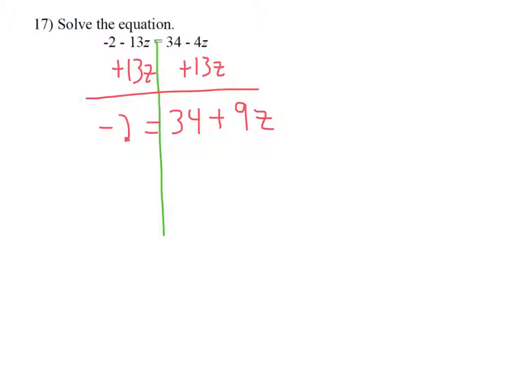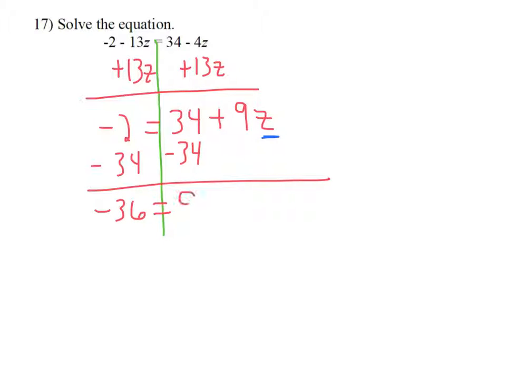Once we've done this step, it is now a two-step equation, and I have to move everything that is with my z. I have a 34 and a 9 that I need to move. The first thing that I need to move is the 34. I undo the 34 by subtracting 34 from both sides of the equation. -2 minus 34 is -36. On the right side of the equation, I'm left with just 9z.